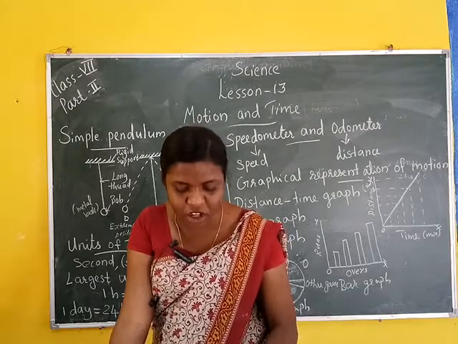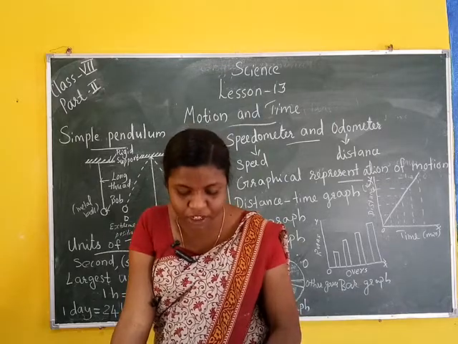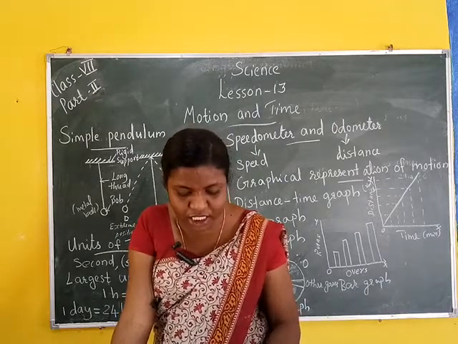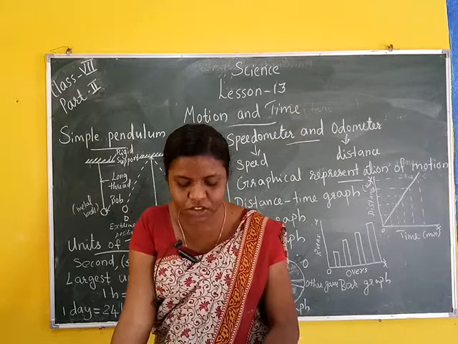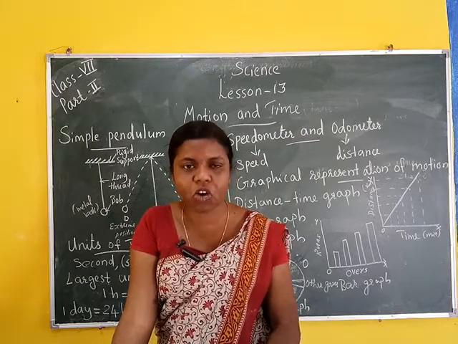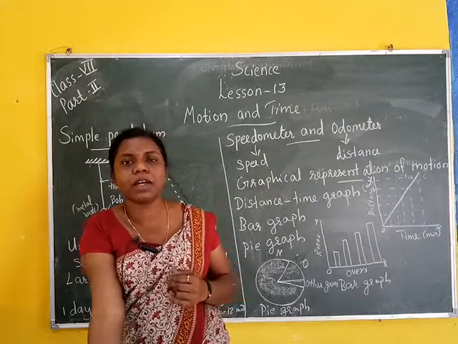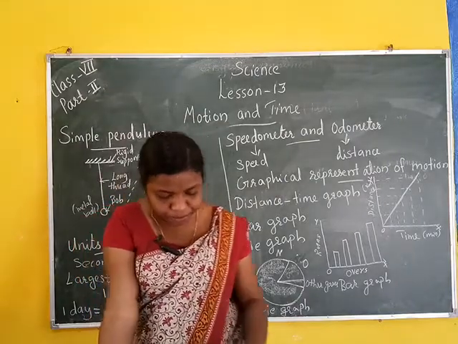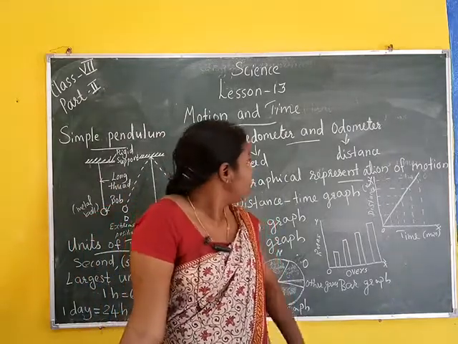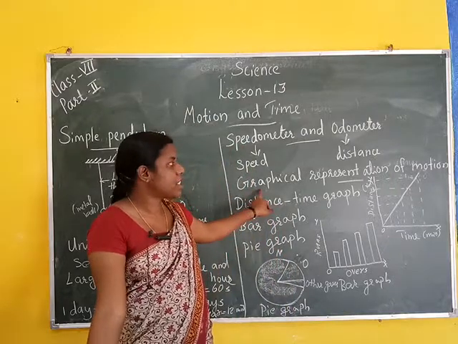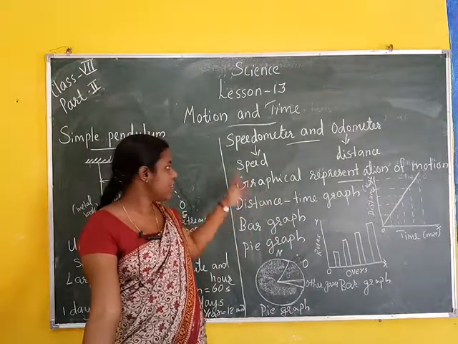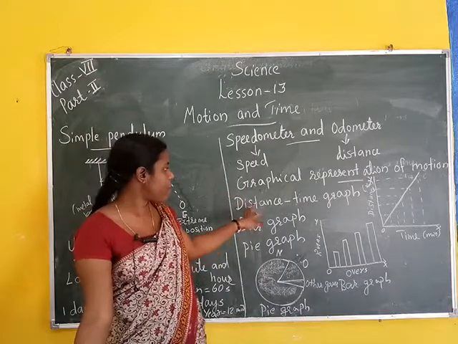Next is the odometer. An instrument which is used for measuring the distance travelled by a vehicle is known as an odometer. The odometer is used to measure the distance travelled by a vehicle. Next is graphical representation of motion. First we studied motion, now how to represent it in a graph.